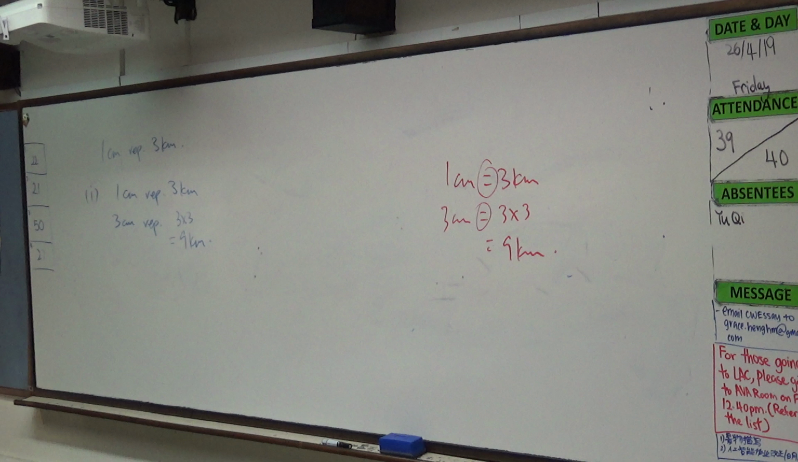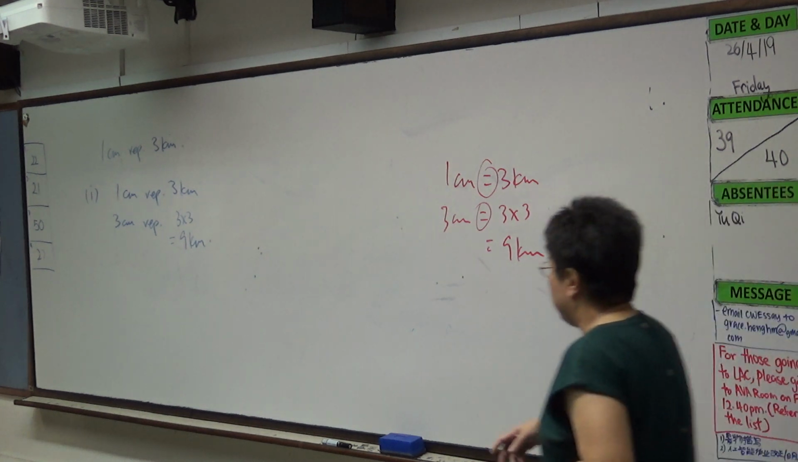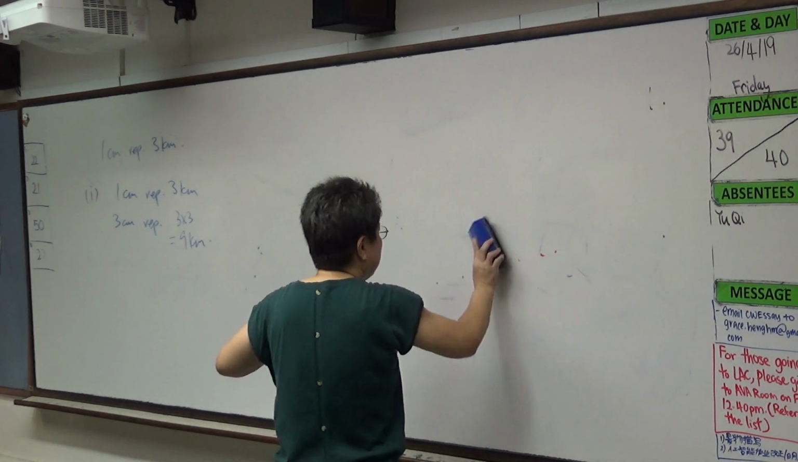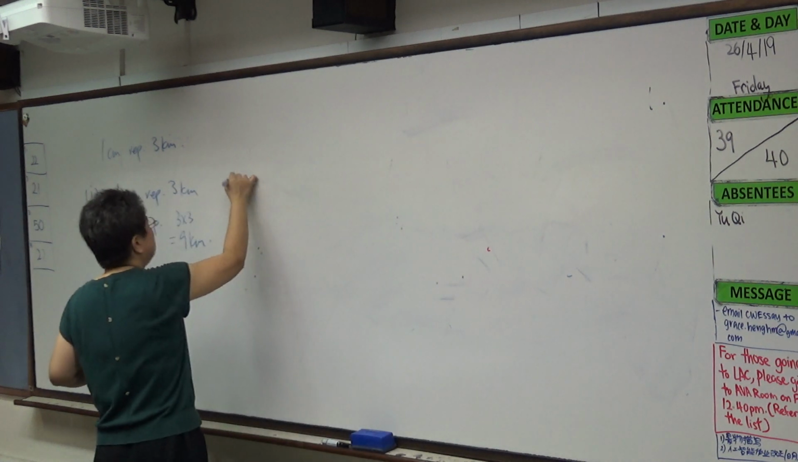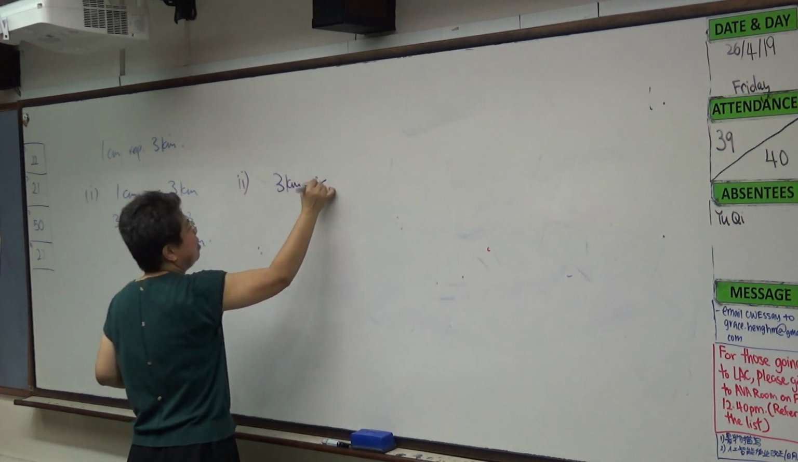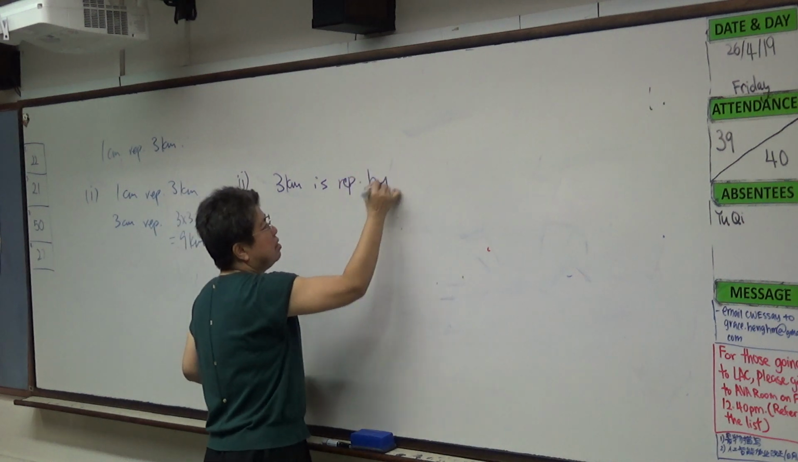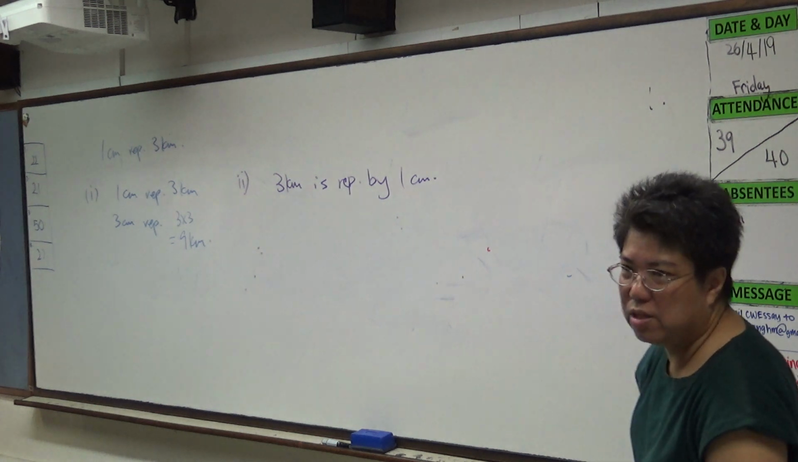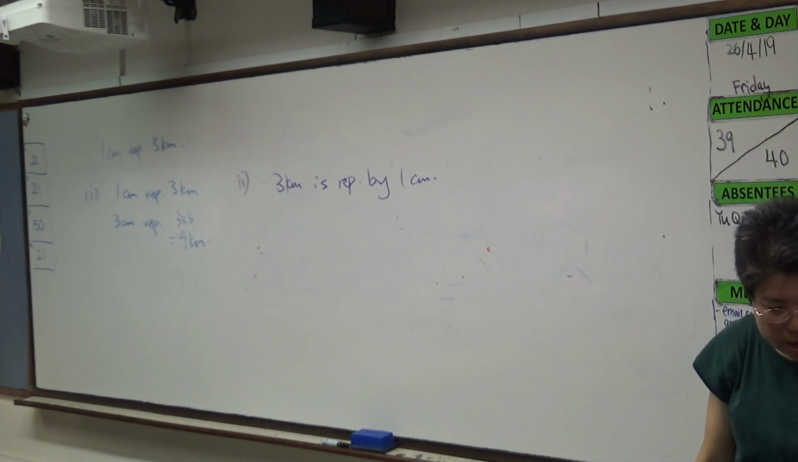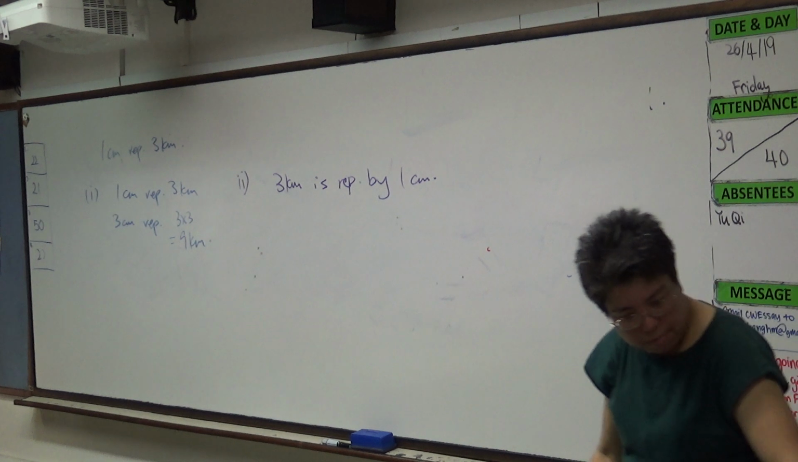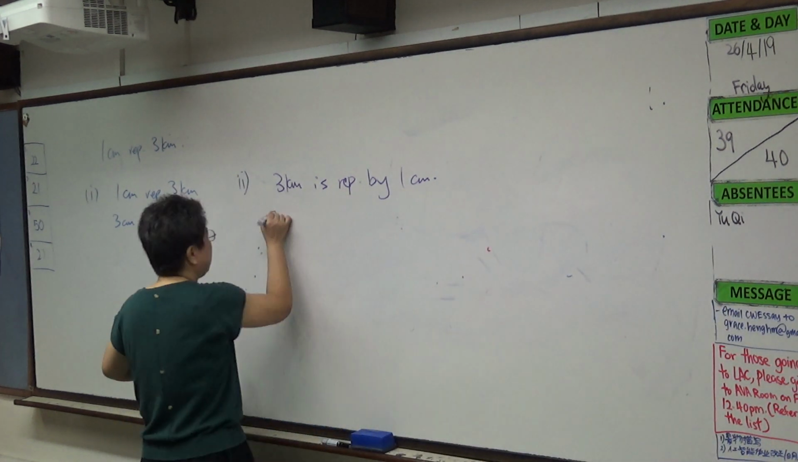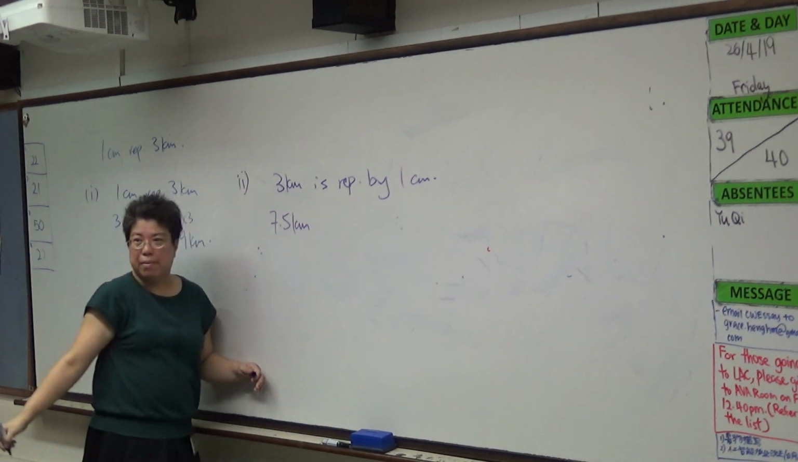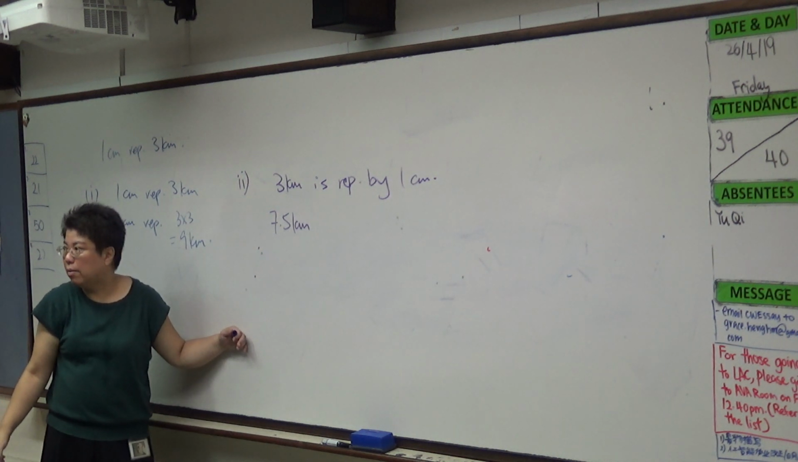Alright, now next. Part 2. If the distance between 2 stadiums is 7.5 kilometers, find the corresponding distance on the map. Now I'm going to do it another way. I can also say 3 kilometers is represented by 1 cm. I'm not changing anything, I'm just writing it in the reverse order. Agree? Now, what is the actual length of that stadium? 7.5 kilometers, right? Is it correct?